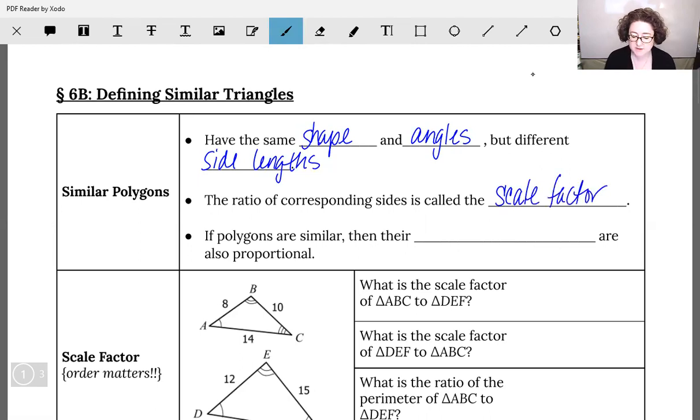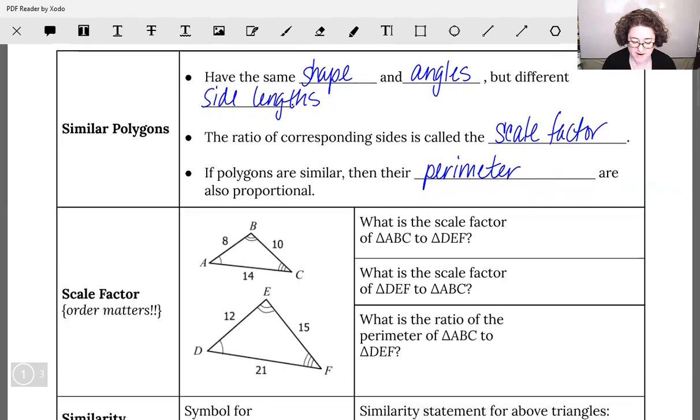Okay, and if polygons are similar, then their perimeters are also proportional. Again, we alluded to this last class. Don't forget, perimeter is the length of all the sides added together. So if all we're looking at is our lengths, they should have the same scale factor, that same ratio, as just comparing one side to another.